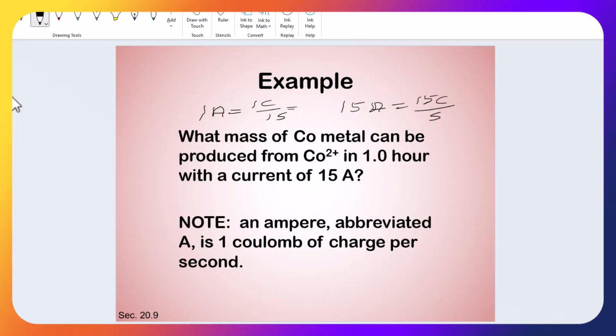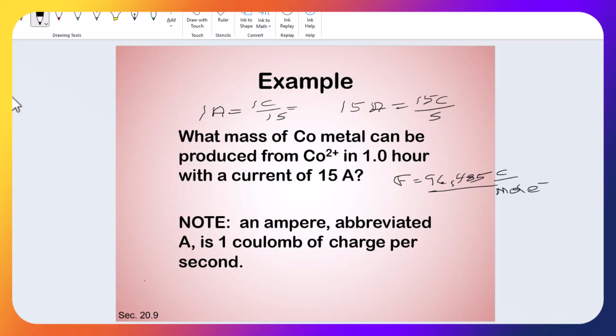We're also going to need Faraday's constant, which is 96,485, and this is where we're going to use coulombs per mole of electrons. Those are the units for Faraday's constant. Remember, when we were doing delta G naught equals minus nFE, we were using joules per volt mole. Here we use coulombs per mole of electrons. Same number, different set of units. All right, so here we go.